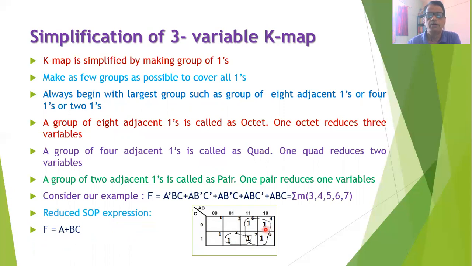For the quad, we can write the term as A only, because variables B and C are reduced. And for this pair, we will write the term BC, because the value of B is 1 and C is 1, and A is reduced. So we will get the reduced SOP expression F is equal to A plus BC.